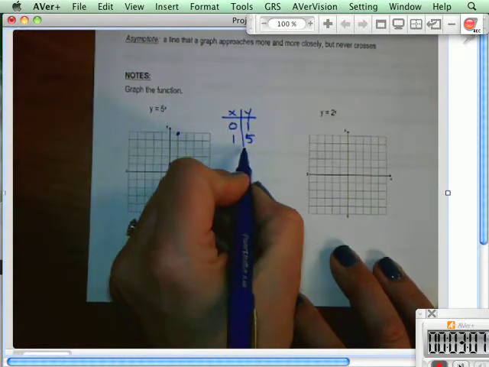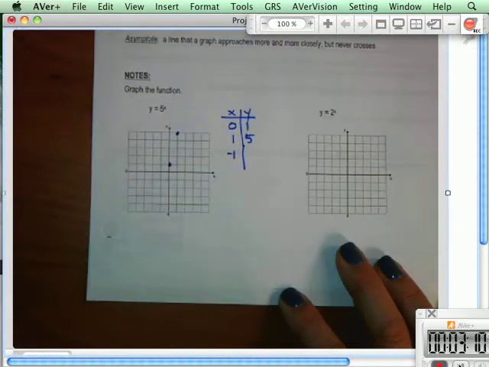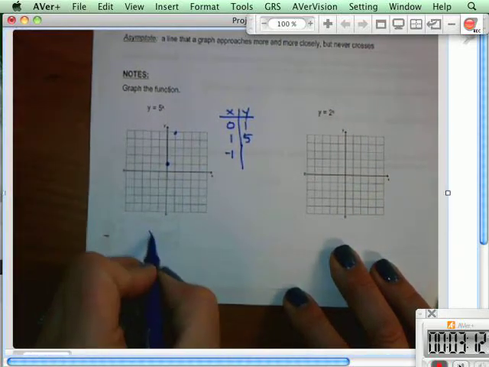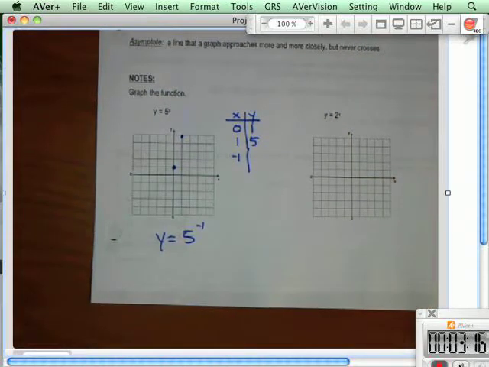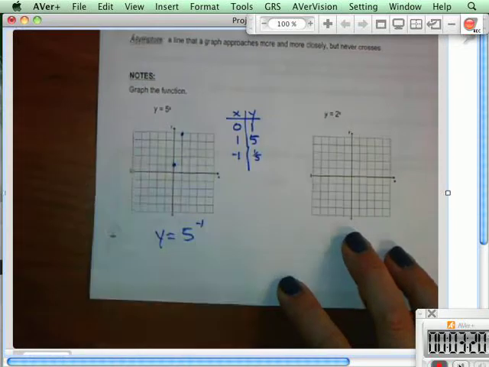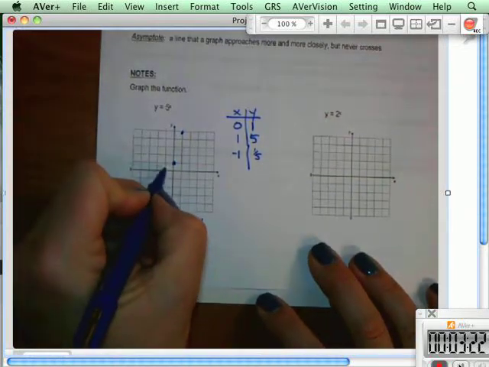Okay? Now let's do a negative just for the fun of it. So what would y equals 5 to the negative 1 be? 1/5. Yeah, would be 1/5. Okay, so negative 1, 1/5, you just kind of guess.